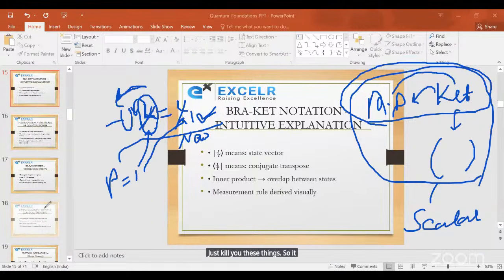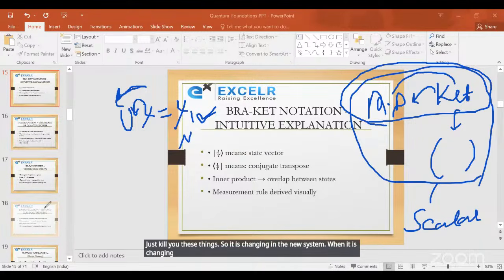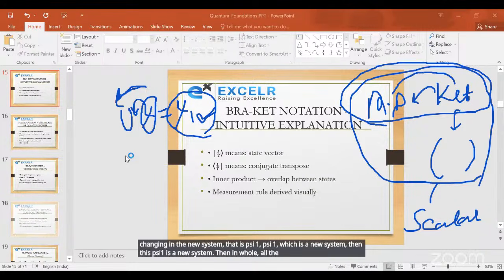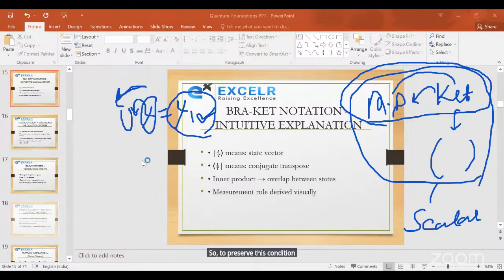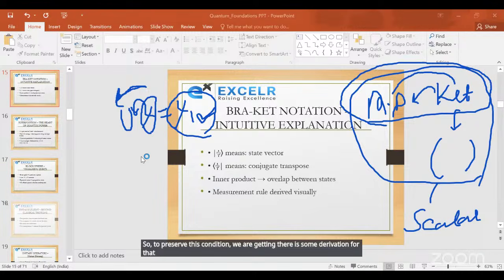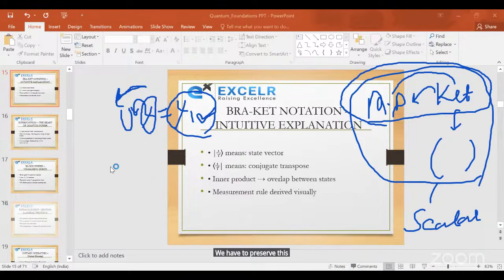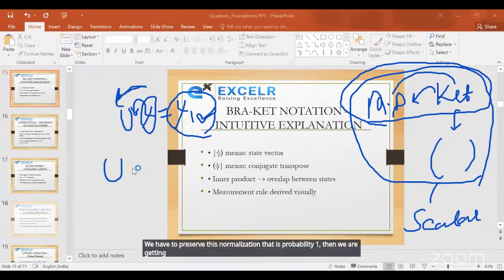When it is changing to the new system, psi 1 being the new system, then in both systems this condition must be preserved. To preserve this condition, there is some derivation. We are not going into so much mathematical detail, but when we preserve this normalization, that is probability 1, starting from that condition we get the derivation that U dagger U comes out to be 1.